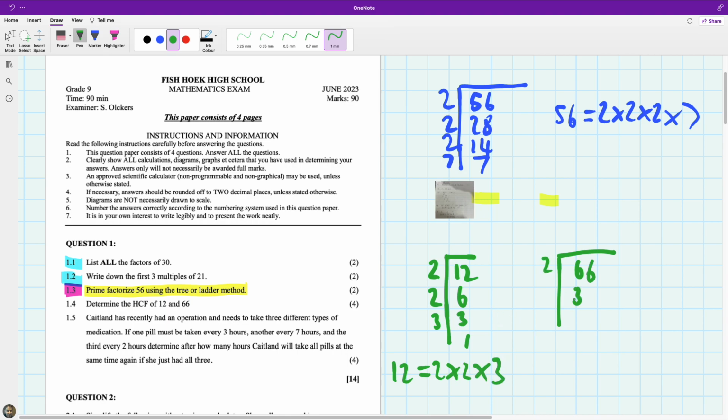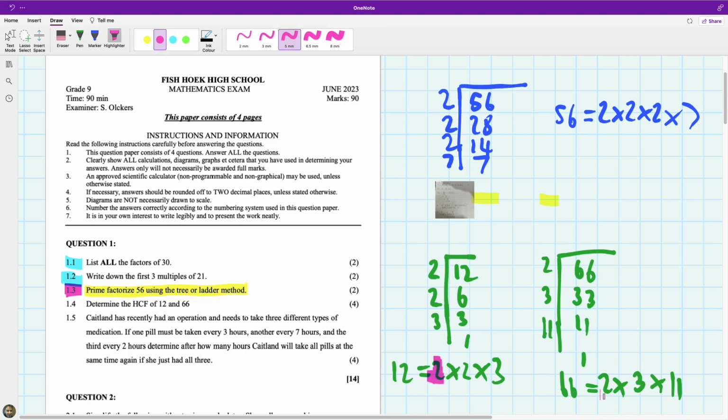And we could do a similar thing for 66. 66 is going to be equal to 2 times 3 times 11. So for the highest common factor, what's in common to both of these? Well, there's definitely a 2 in common to both, and there's also a 3 in common to both. And so my highest common factor is going to be 2 times 3, or 6. And so that would be our highest common factor. Okay.